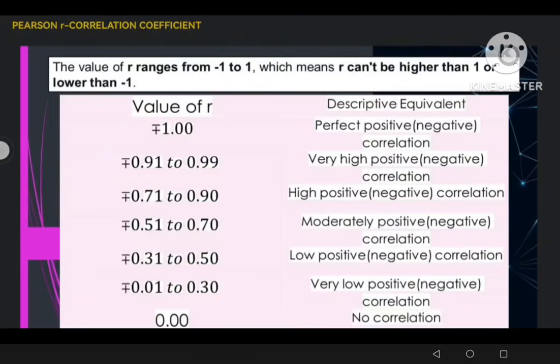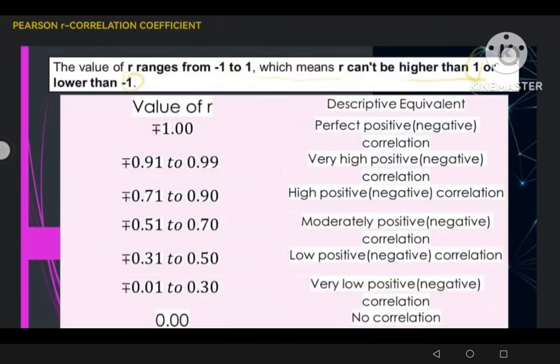So the value of R ranges from -1 to +1, which means R can't be higher than 1 or lower than -1. Remember that when dealing with the Pearson R correlation coefficient, your answer should not be higher than +1 and not lower than -1.